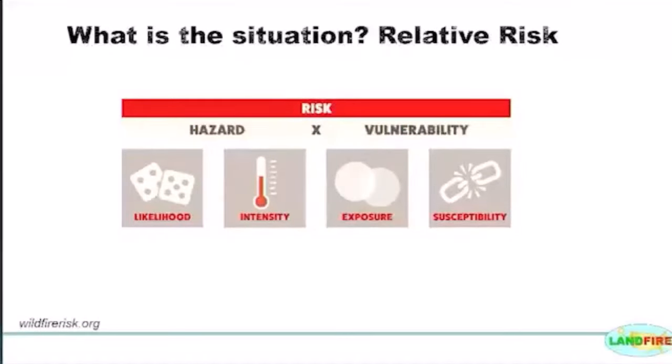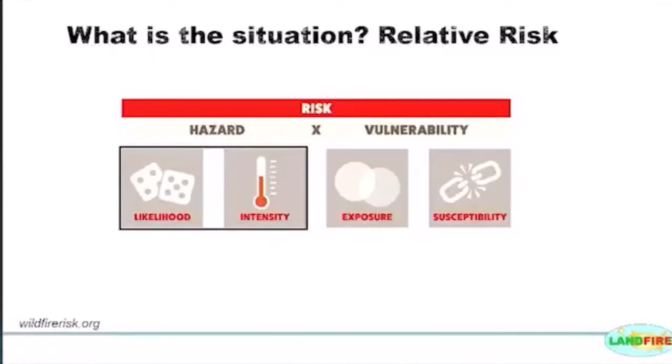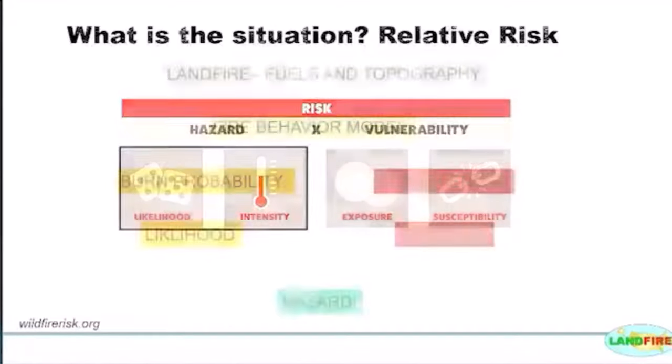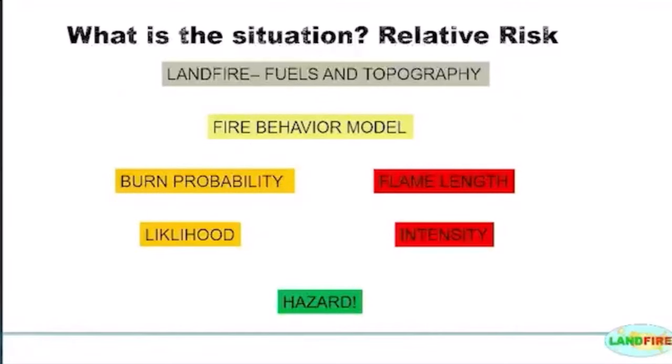And so I think a lot of people have seen the wildfire risk data, how we organize that. And LANDFIRE is really focused on that left-hand side, the likelihood and intensity, to calculate the hazard on the landscape. And so I'm going to talk a little bit more about the products that use LANDFIRE to get to risk. And so this is how it works. You take the LANDFIRE fuels and topography, you feed it into the fire behavior models, you get your burn probability and flame length. That gives you an idea of likelihood and intensity, which gives you the hazard. And so you see the likelihood and intensity at the bottom.